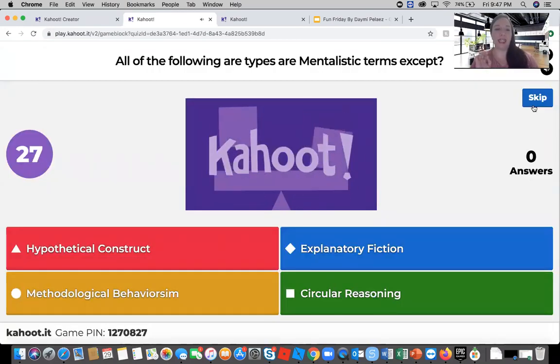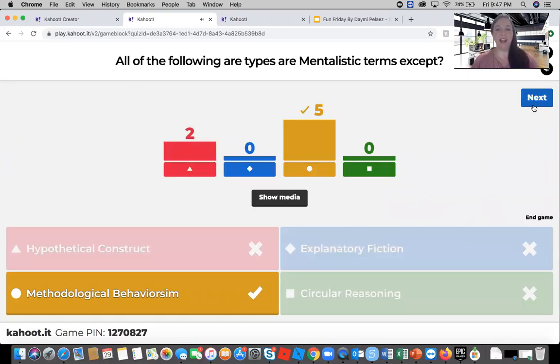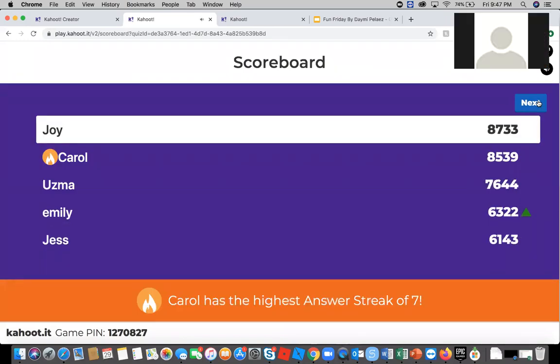Mentalistic terms, guys. Look at what it says. Look at the question. I love that you guys noticed it said accept. I was trying to put that in there. Negation, very important. Good one.